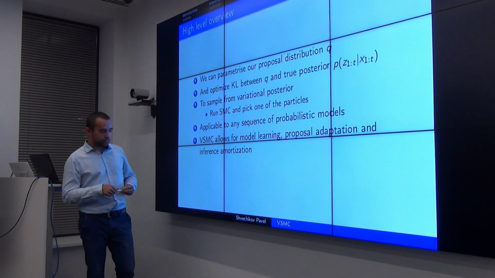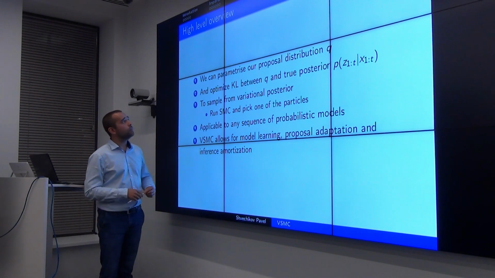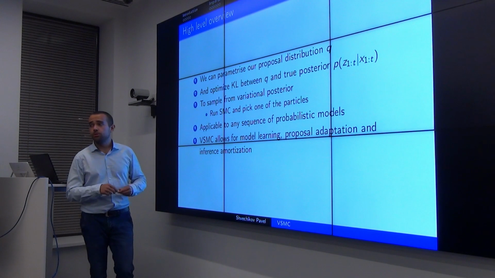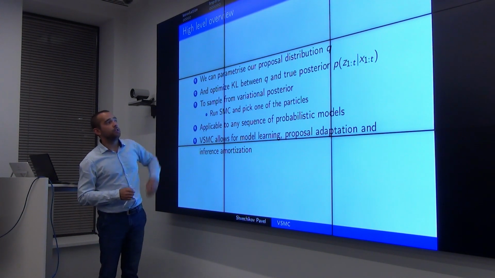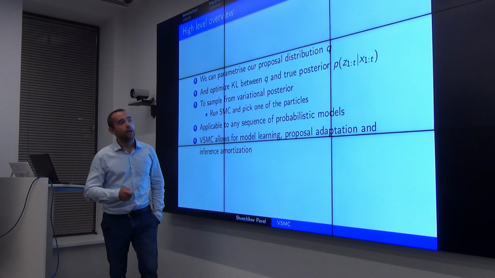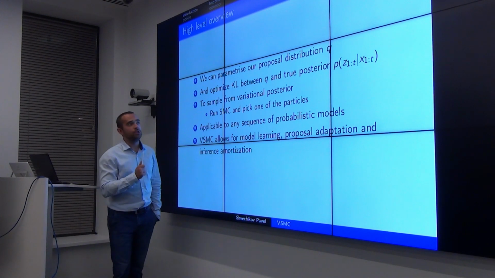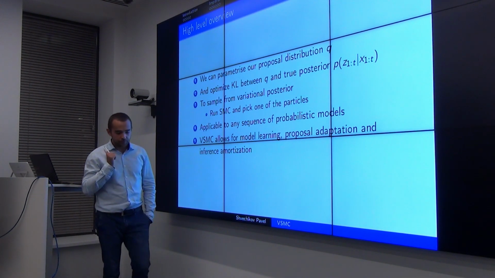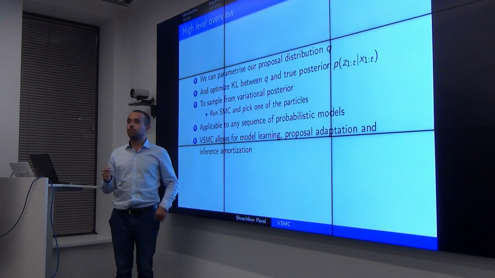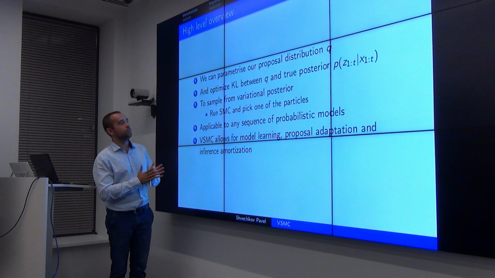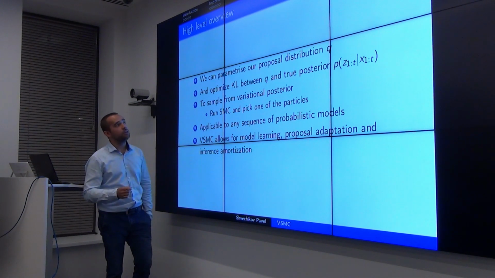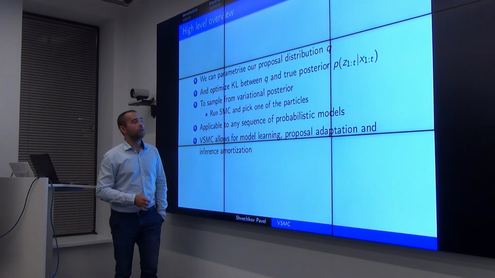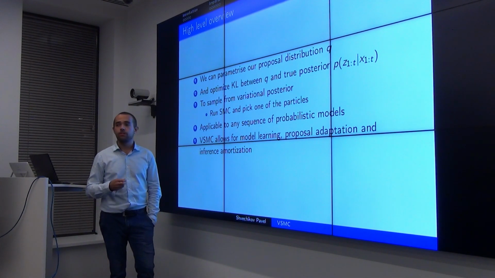So in the very short gist of the algorithm, what you do is parameterize your proposal distribution, the proposal you are using in the sequential Monte Carlo algorithm, and you optimize the KL divergence between your proposal and the true posterior. This optimization is very interesting because you can, in fact, bound the discrepancy between them, and I will show it in a minute. Then, to sample from your new variational posterior, from your Q, you just run the sequential Monte Carlo and pick one of the particles at the very end of it.